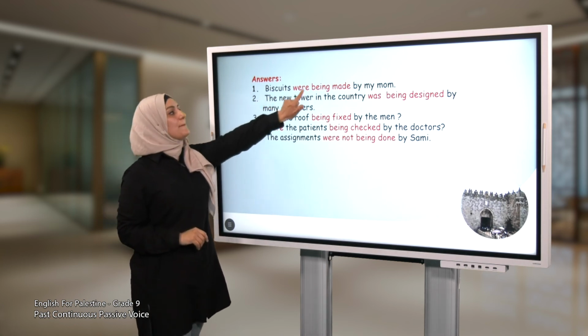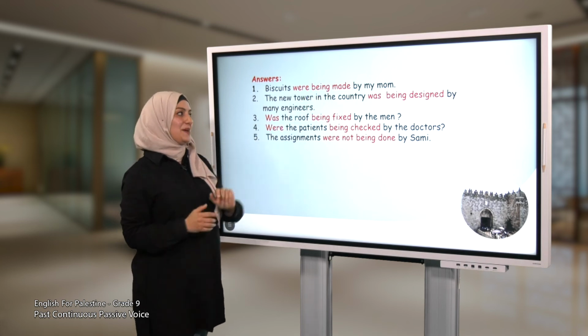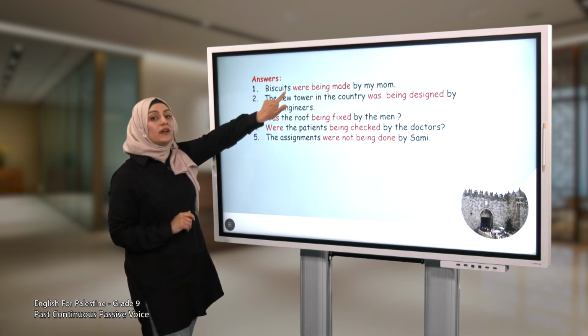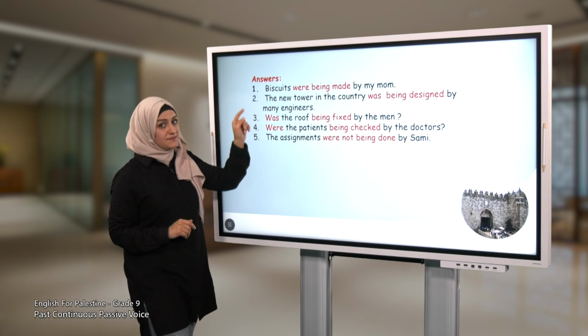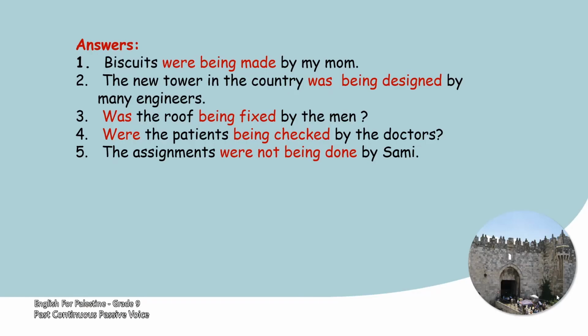Biscuits were being made by my mom. Notice we put were because we have biscuits, plural. The new tower in the country was being designed by many engineers. The question, was the roof being fixed by the men? 4. Were the patients being checked by the doctors? And the last one, the assignments were not being done by Sammy.